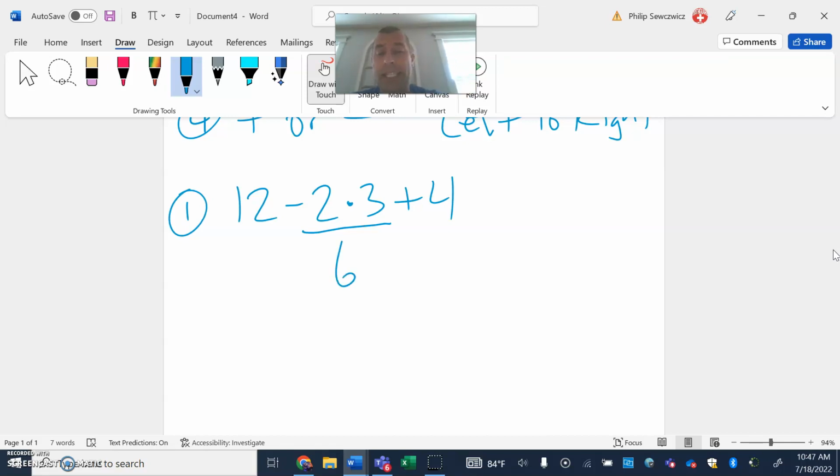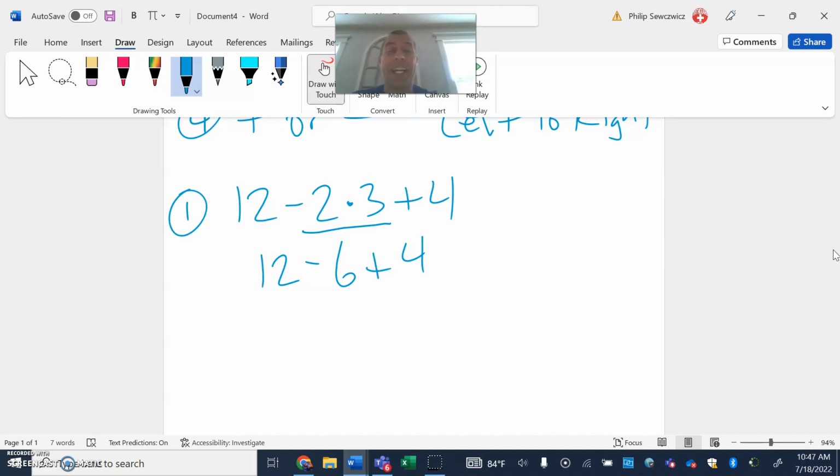2 times 3 is 6. The big thing here is bring everything down you didn't use. I didn't use the 12. I didn't use the minus sign. I used the 2 and the 3, and I underline them as a reference of, hey, I've used them. They're done with. I see an addition sign, and I see a 4 that's there. All right. Next thing here. All right. Any other multiplication or division? Nope. Addition or subtraction? Yes.